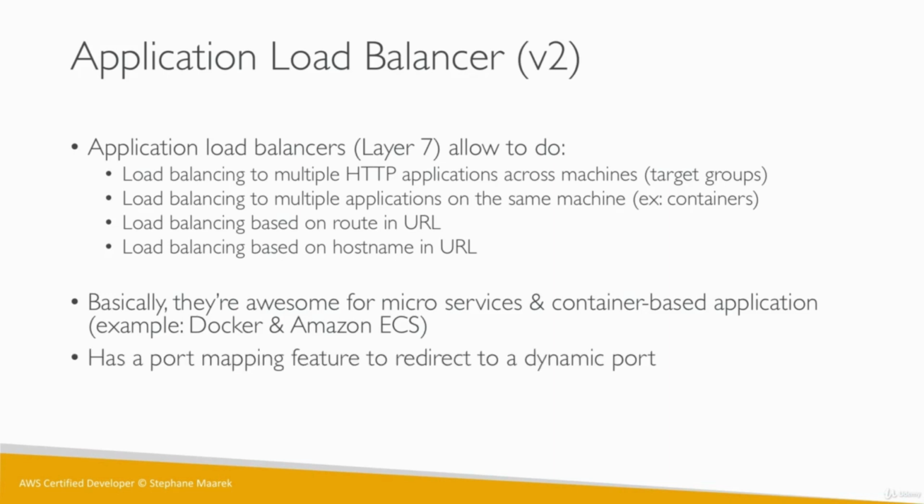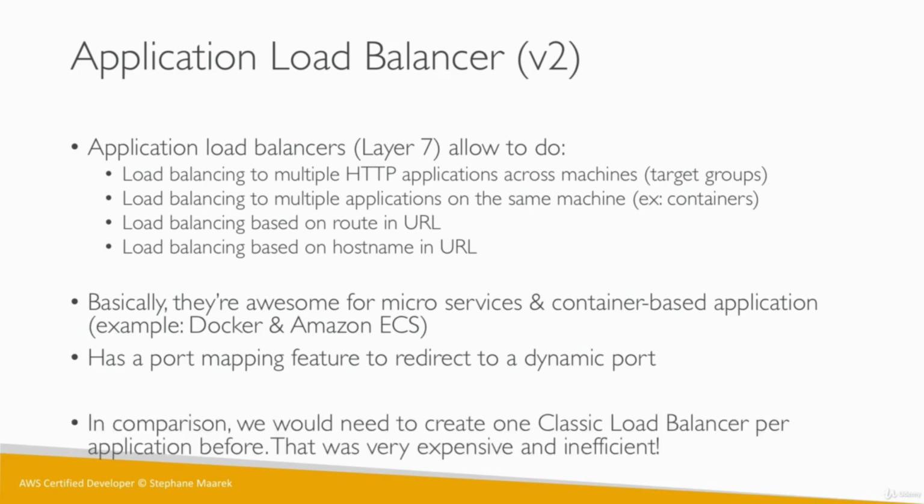Finally, there is a port mapping feature, where the load balancer can redirect to any dynamic port in the backend, and this is what allows the load balancer to redirect to multiple copies of the application running on the same machine. In comparison, if you wanted to run 5 microservices before, using the classic load balancer, you would need 5 classic load balancers, and that was very expensive and inefficient. Now we have an application load balancer. You can use one load balancer fronting 10 applications if you wanted to, and that works great.